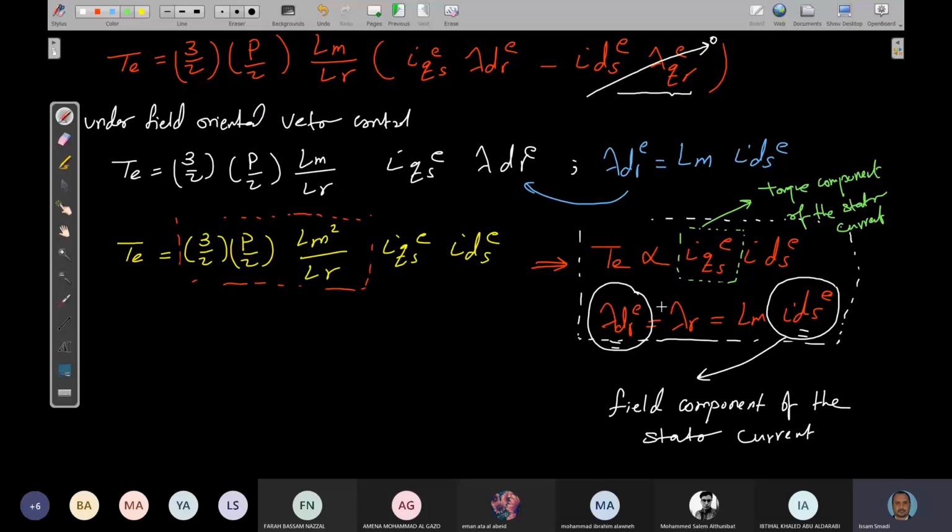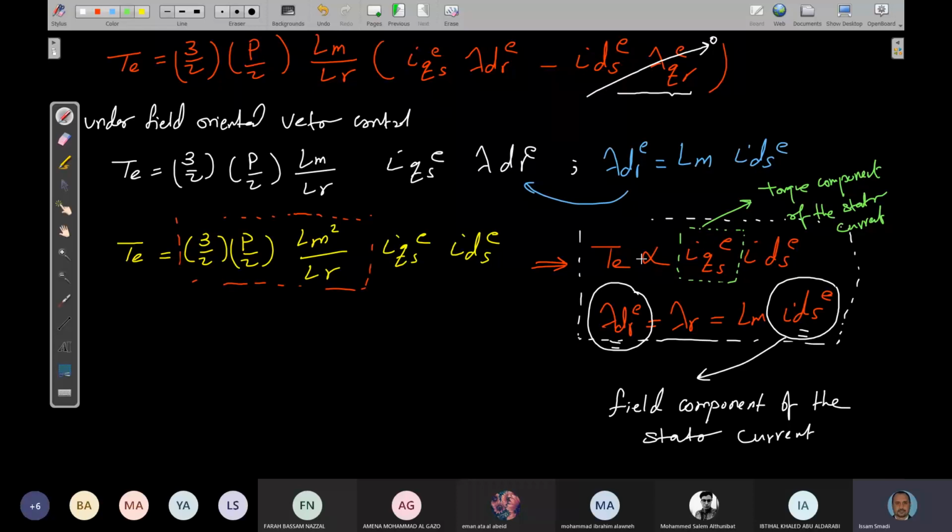And this is very interesting because this will make the induction machine control as easy as controlling a separately excited, fully compensated DC machine, actually. And this is very, very interesting. Good. Until here, do you have any questions until here?